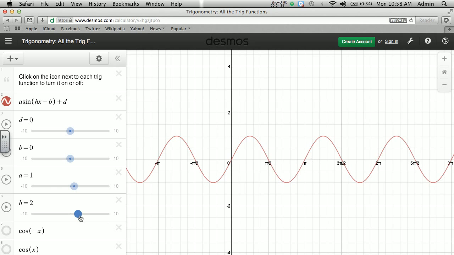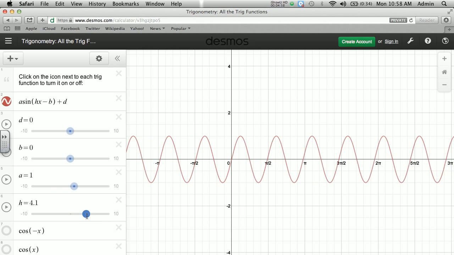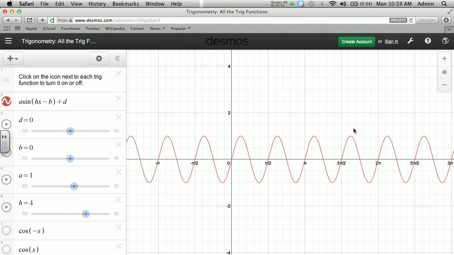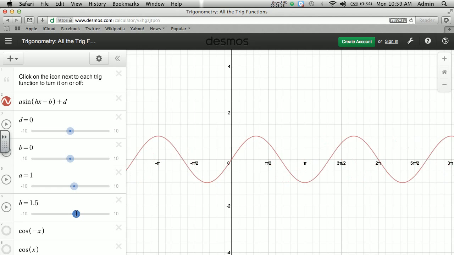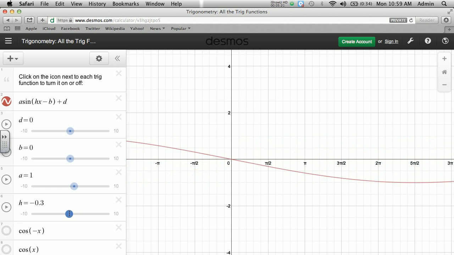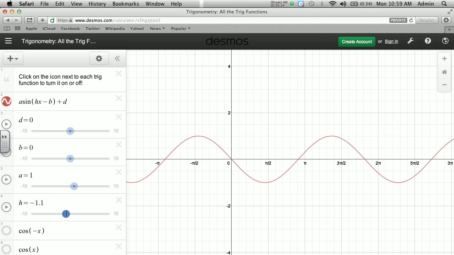So if h was 4, then we take 2 pi divided by 4, and we get pi over 2. And then notice that a whole period is just pi over 2 now. So that's how h affects your graph. Also notice if we have a negative h, like I'm just going to put it at -1, my sine graph now also flips over. We start going down instead of up.